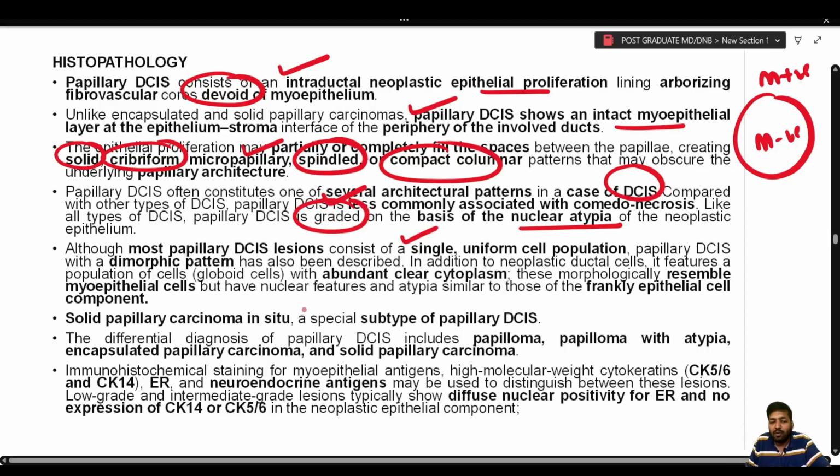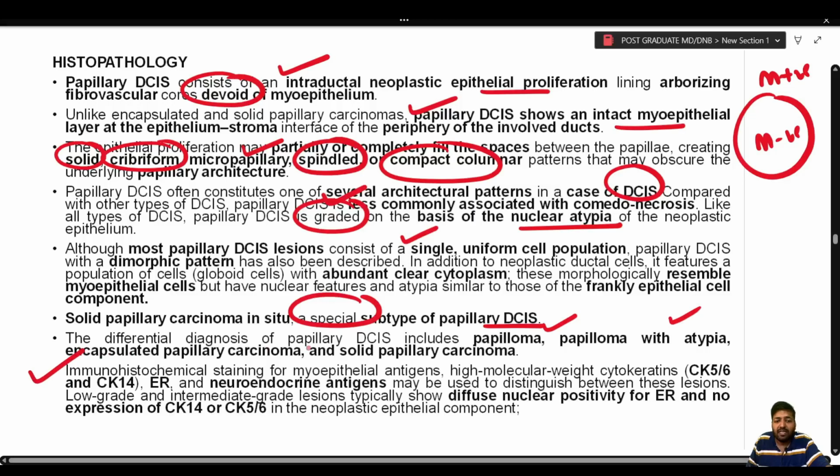Solid papillary carcinoma in situ is a special subtype of papillary DCIS. Remember, the solid papillary carcinoma in situ is a special subtype of papillary DCIS. The differential diagnosis, again, as I told you, will be other lesions across the spectrum of the papillary lesions of the breast, like papilloma, papilloma with atypia, encapsulated papillary carcinoma, solid papillary carcinoma, etc.